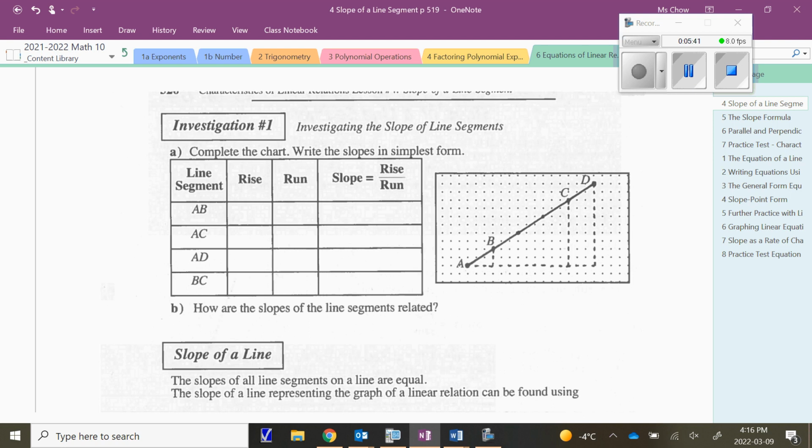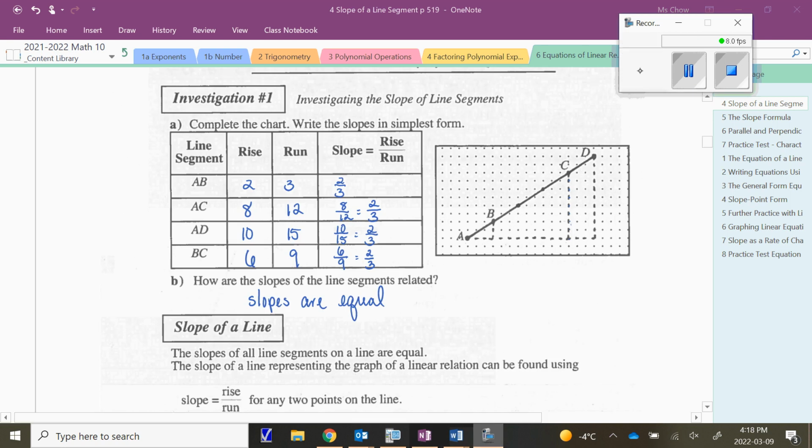So looking at points A, B, C, and D on this dot chart with this line segment. And so we're just looking at different parts of this line segment. So would you please work through investigation number 1, looking at rise and run and slope of all of those different portions, and we'll come back and discuss.